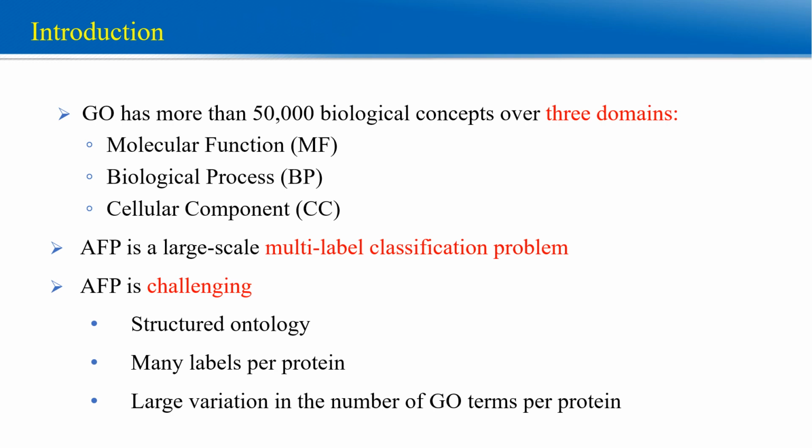So first, what is protein function? Here we use Gene Ontology to describe a protein function. Now, GO contains more than 15,000 biological concepts in three domains: molecular function ontology, biological process ontology, and cellular component ontology. Protein function annotation is going to assign proper GO terms for proteins.